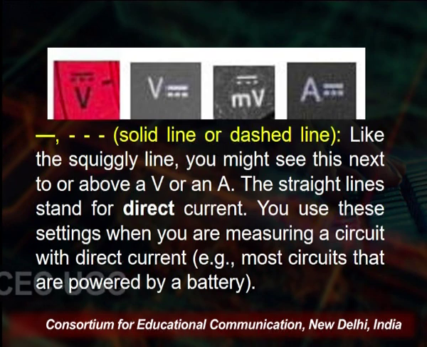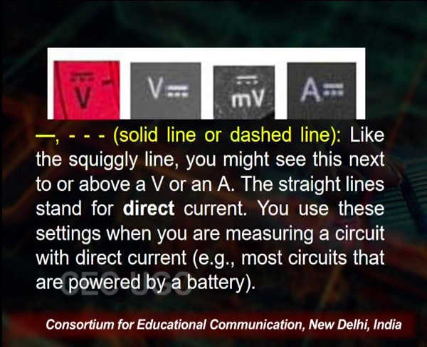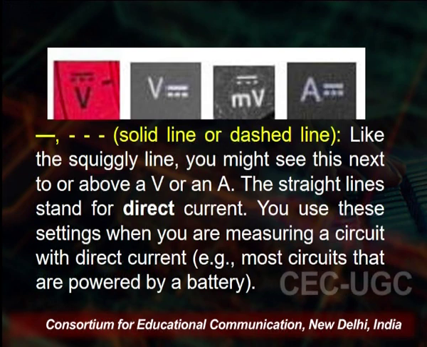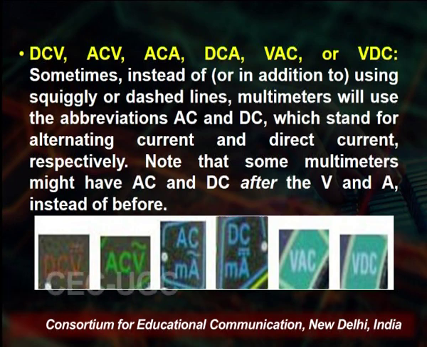Another thing you have seen is a solid or dashed line. This straight or dashed line represents direct current. Just as the squiggly line appears next to the V and A, here we have the straight line or dashed line near the V or A, and that represents direct current. These are the settings used when we are measuring a circuit with direct current. Most circuits that are powered by a battery use this straight line or dashed line.